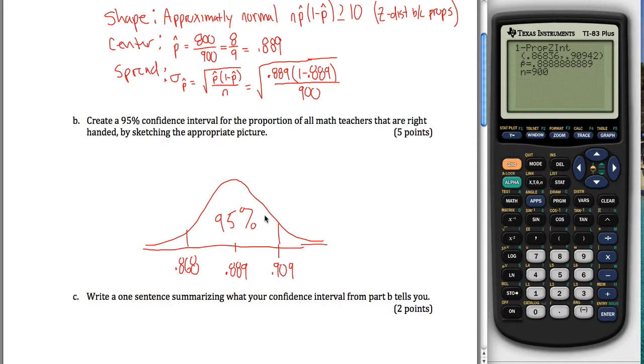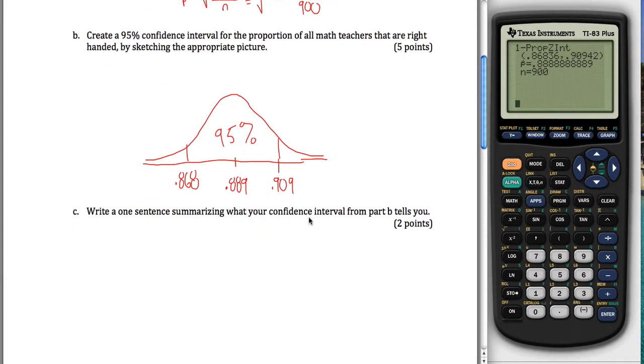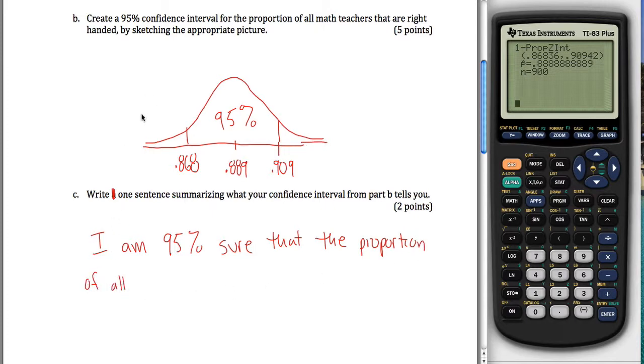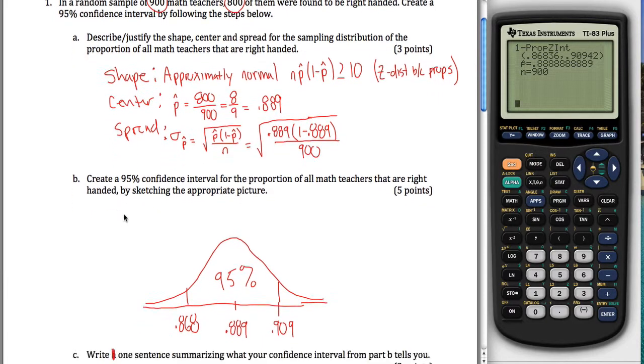Great. Create a 95% confidence interval. There it is. Write a 1-sentence summary. Write 1 sentence summarizing what your confidence interval from part B tells you. Sure. I am 95% sure that the proportion of all, what are we talking about here? Of all math teachers that are right-handed.